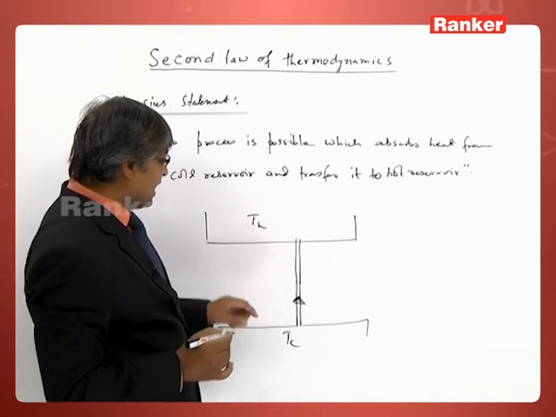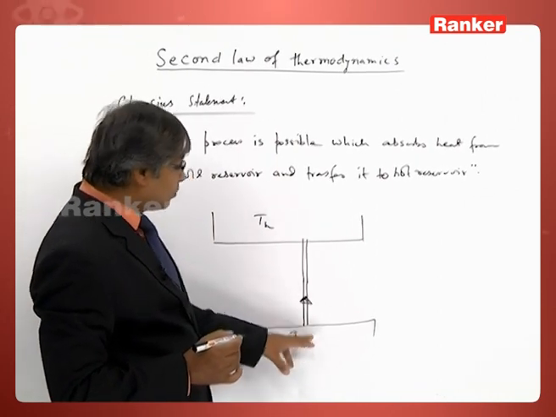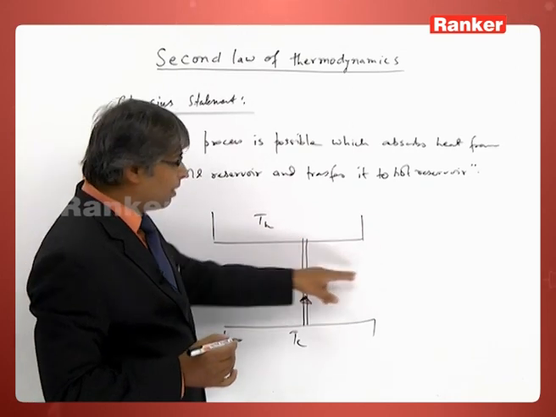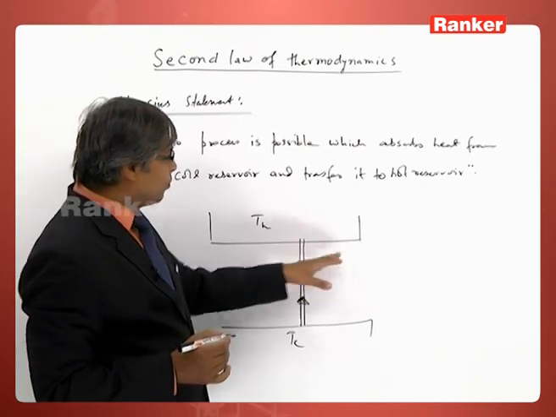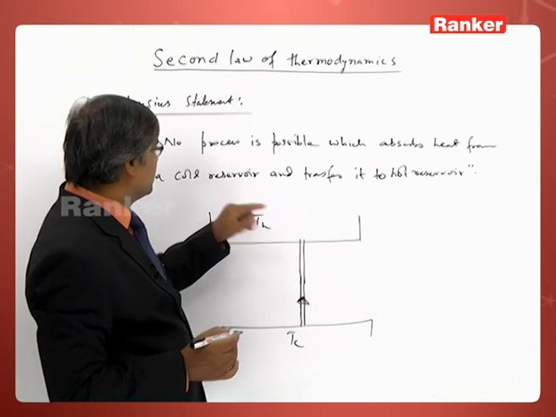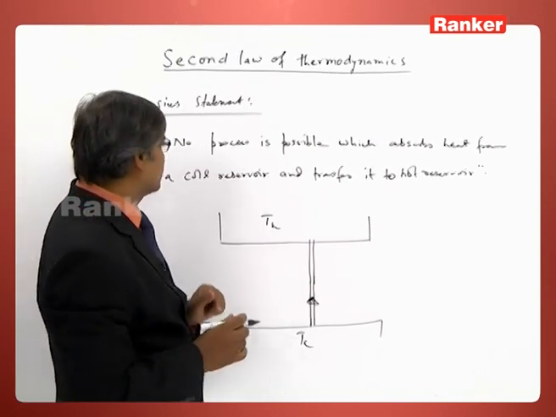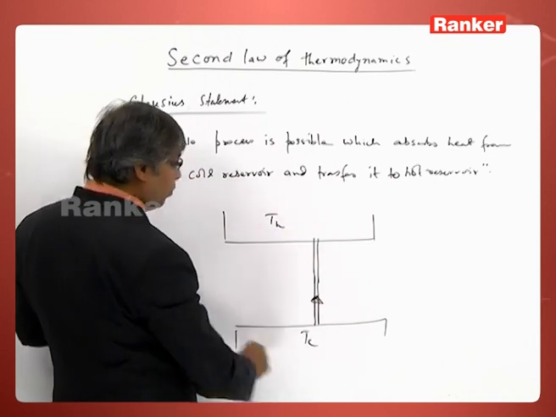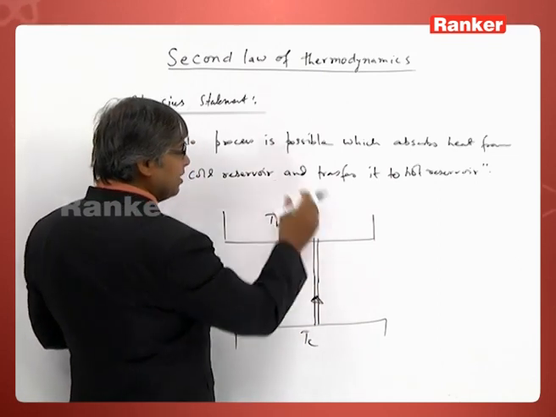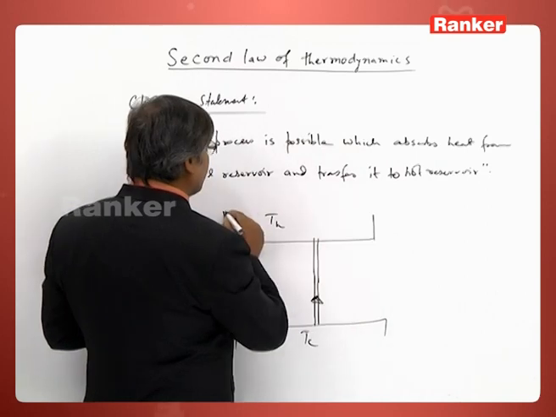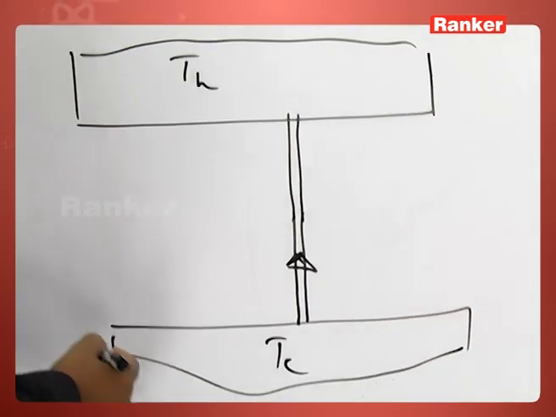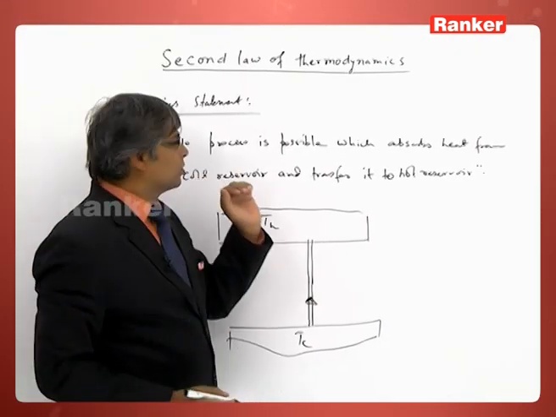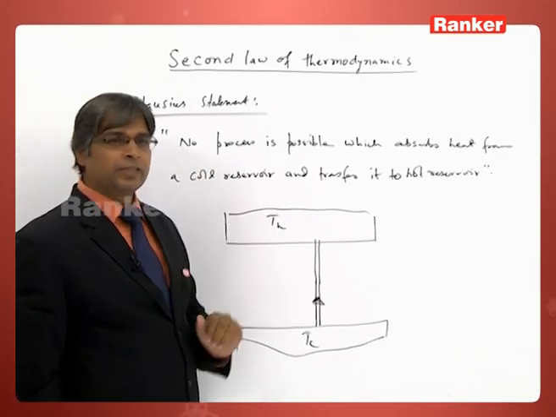So in a refrigerator, heat comes from cold to hot, but with the help of some external work done. Without taking any help, such a possibility does not exist. That means no process is possible which absorbs heat from a cold reservoir and continuously transfers it to the hot reservoir. So this is the Clausius statement.